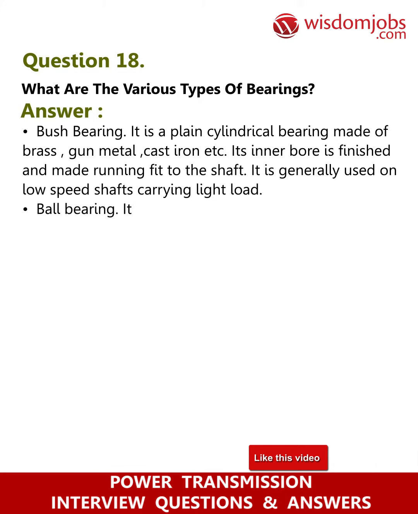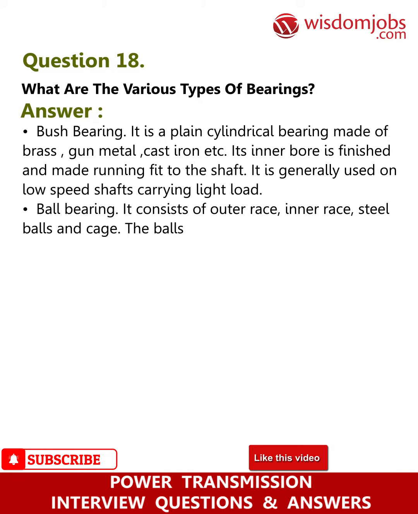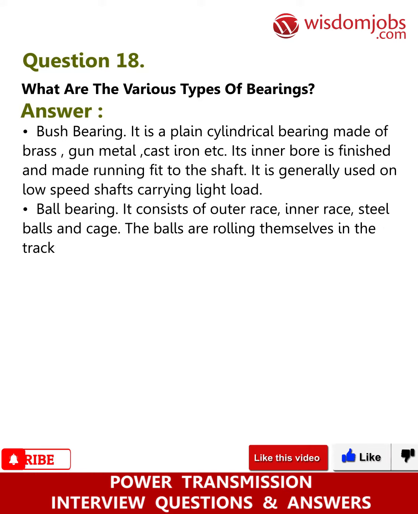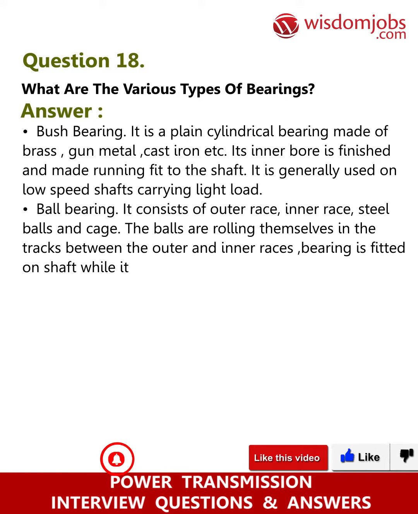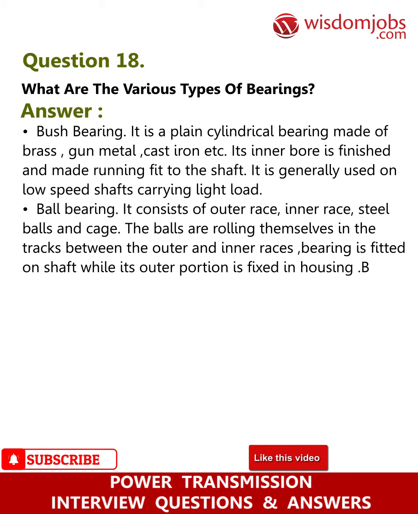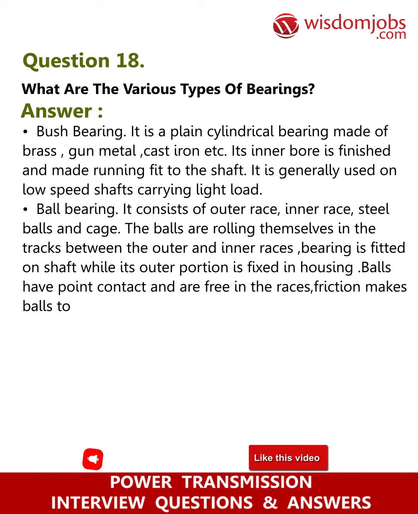Ball bearing. It consists of outer race, inner race, steel balls and cage. The balls roll themselves in the tracks between the outer and inner races. Bearing is fitted on shaft while its outer portion is fixed in housing. Balls have point contact and are free in the races. Friction makes balls rotate.